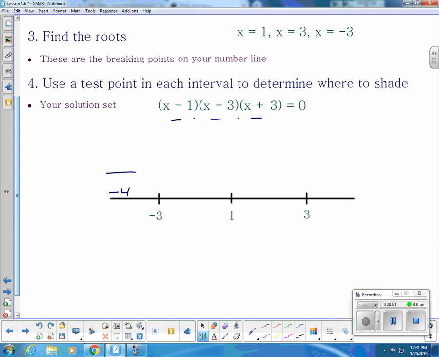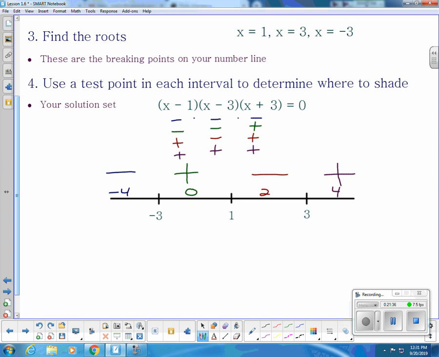Then you pick a number that's between negative 3 and positive 1. 0 is a nice number in there, right? If I put 0 in this factor, I still get negative. 0 minus 3 is still negative. 0 plus 3 is now positive. 2 negatives make a positive. And you just kind of go through this. And you're picking test points. If I put a 2 in, 2 minus 1, that's a positive. 2 minus 3 is still negative. 2 plus 3 is positive. 1 negative makes a negative. And I'm going to pick 4. If I put 4 in, 4 minus 1 is positive. 4 minus 3 is positive. 4 plus 3 is positive.